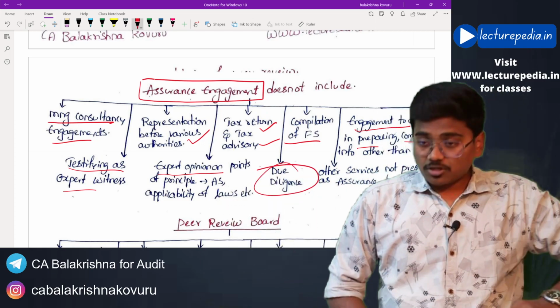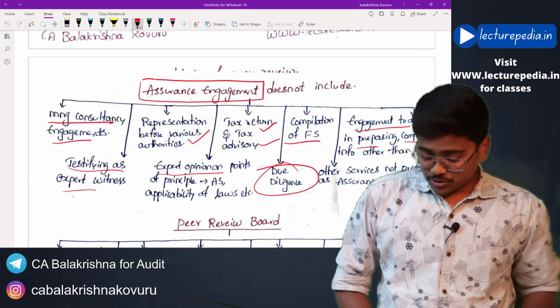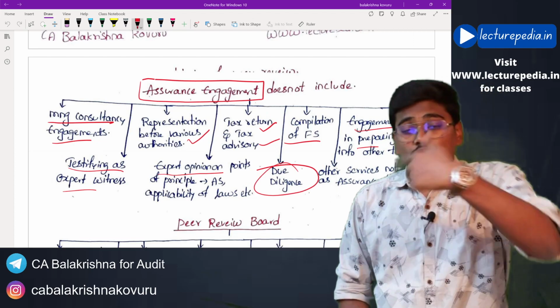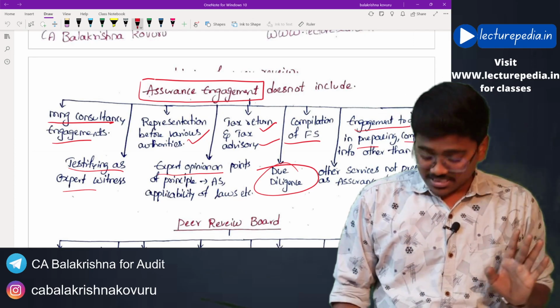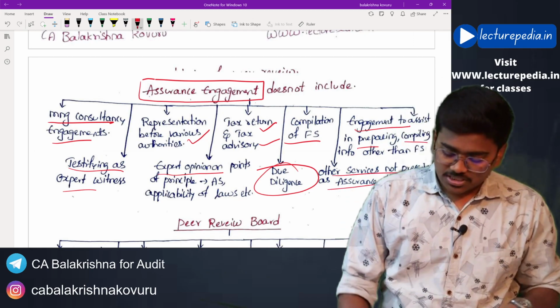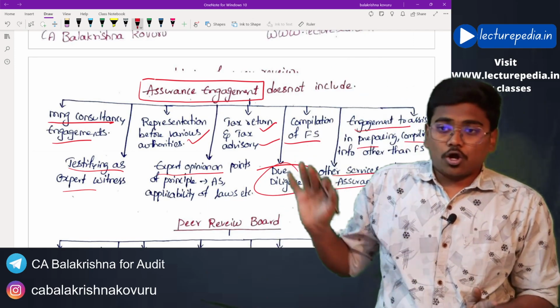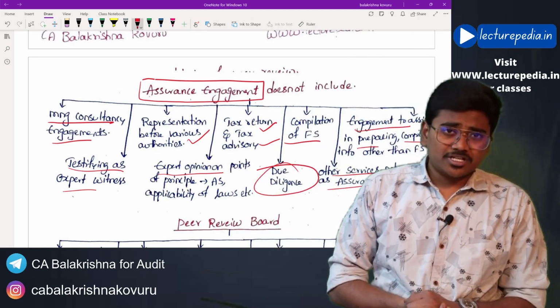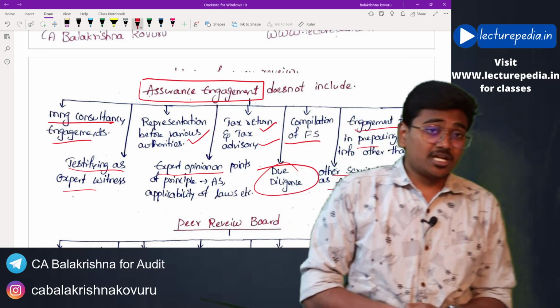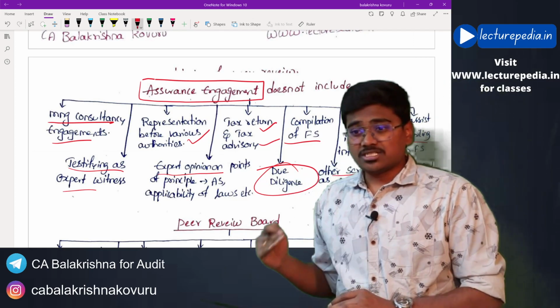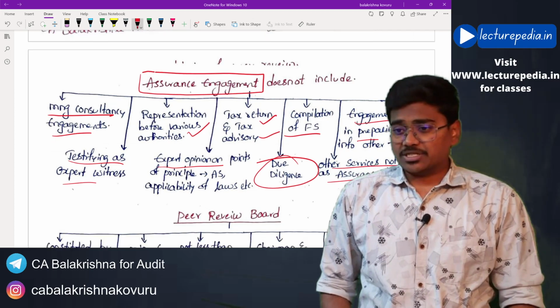Next, engagement of due diligence is also not an assurance engagement. That means the peer reviewer need not review records related to due diligence. In the same way, other services not prescribed as assurance service by the council, all this they will not be coming under the definition of assurance engagement, and the peer reviewer, he need not review records related to these engagements.